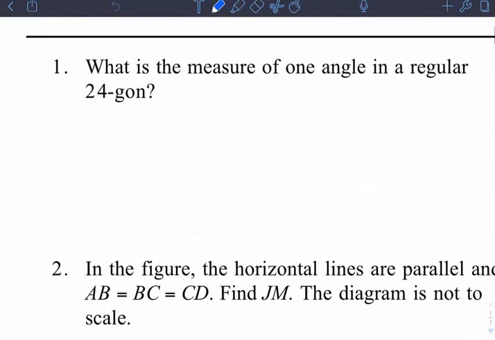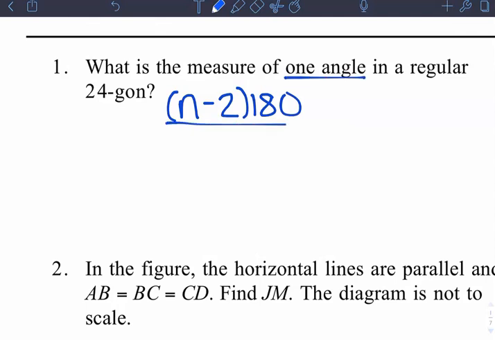Number one, what is the measure of one angle in a regular 24-gon? So you're going to need that interior sum theorem where it says n minus 2 multiplied by 180. But if we're looking for one angle, you're going to have to divide it by the number of sides you have. So here we have a 24-gon, so that means we have 24 sides.